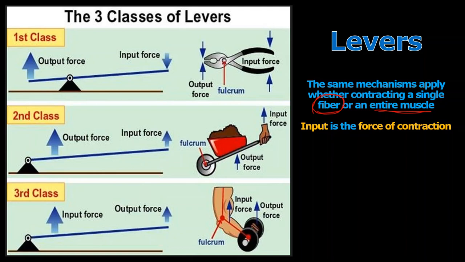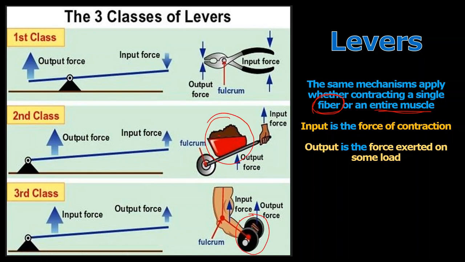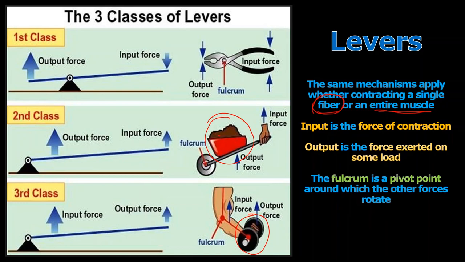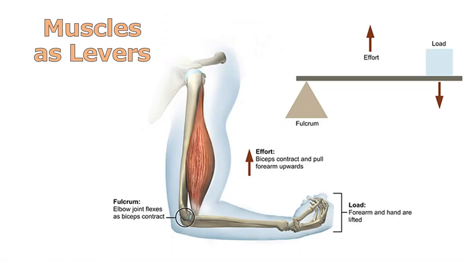muscle contraction, and it is trying to move some kind of a load, which is going to be our output in this picture. There it's the dirt, here it's the dumbbell, if you want to call it that. So an output is the force exerted on some sort of load. Now a fulcrum is a pivot point, essentially, around which all the other forces will rotate through space.